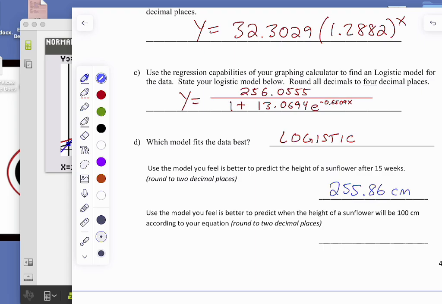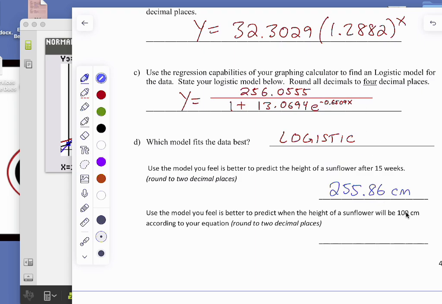Go ahead and read the next question so you know what that is asking us to do. So this one, you don't just type in 100 the same way we did 15. This is centimeters, and it's asking us for a week, so this is the reverse.